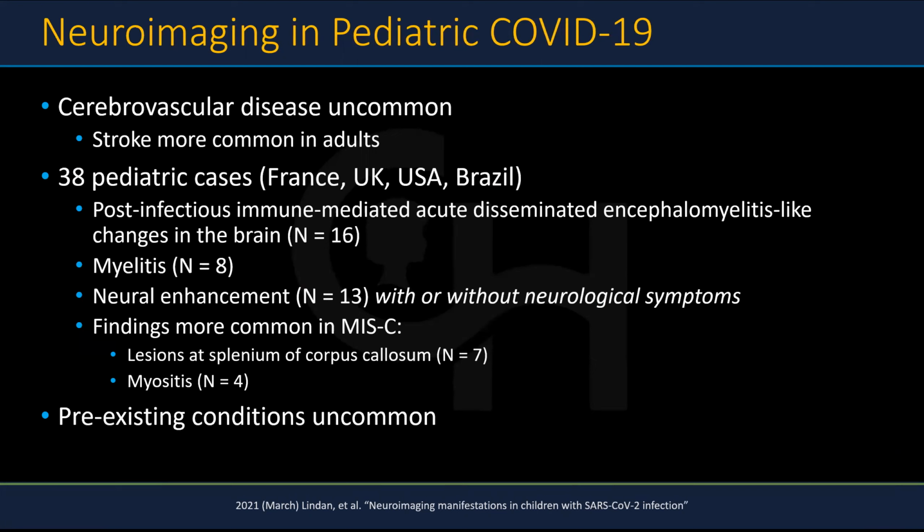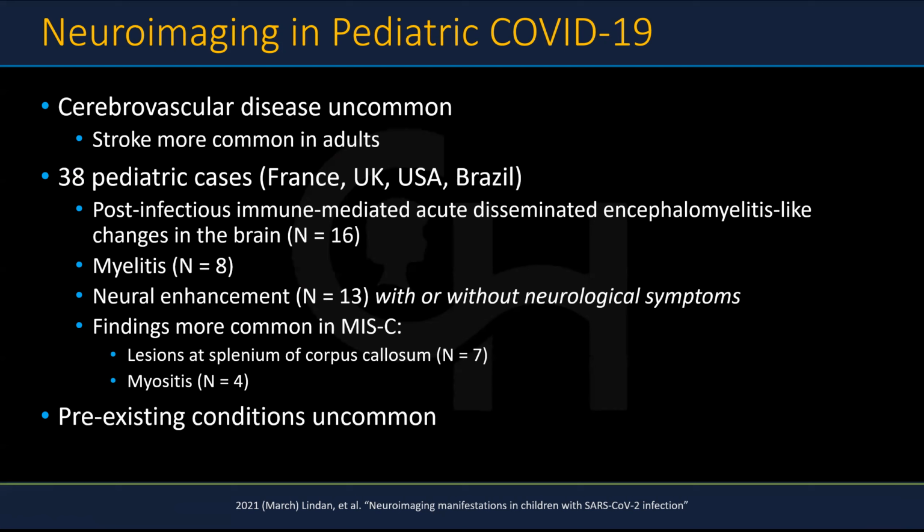Cerebrovascular disease is uncommon in pediatric cases. There are not a lot of pediatric cases reported. The largest series is 38 cases that were gathered by one of the neuroradiology societies, and include cases from around the world. The most common imaging finding in these cases was a post-infectious immune-mediated ADEM-like change in the brain. Patients also had myelitis. Some patients had neural enhancement with or without neurologic symptoms.